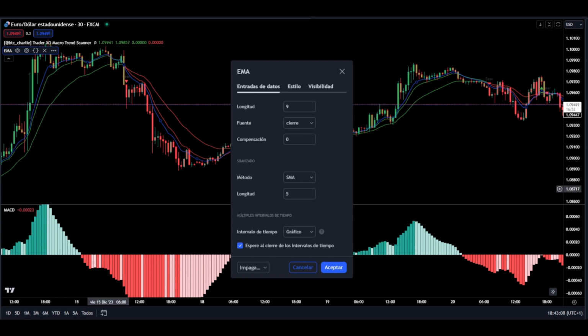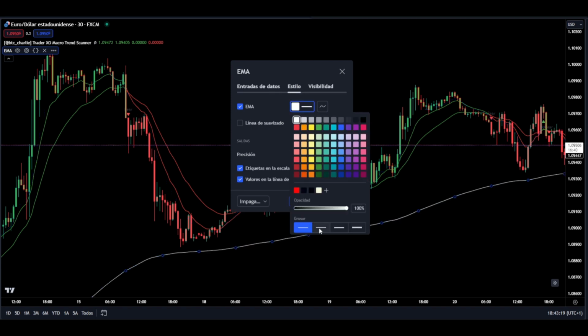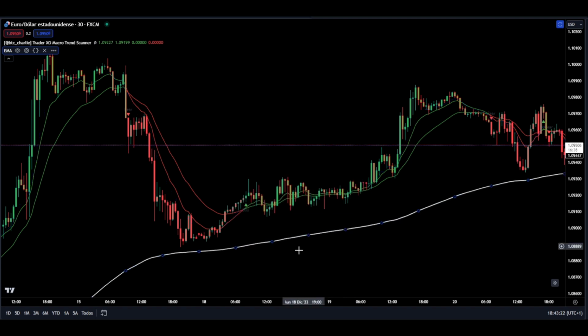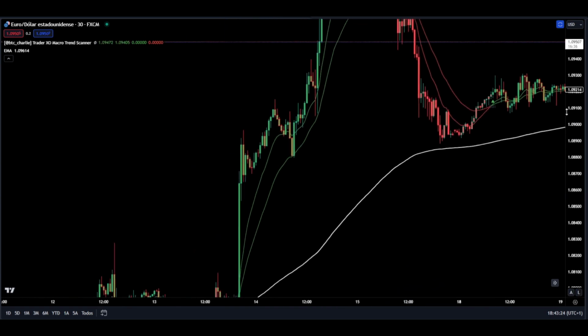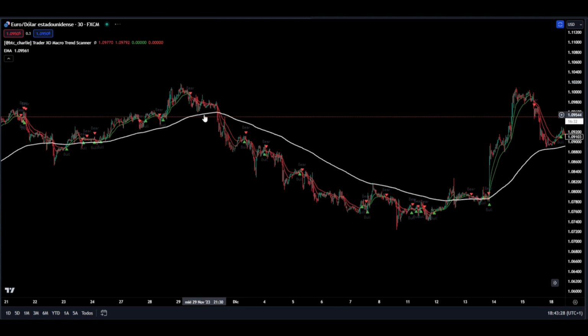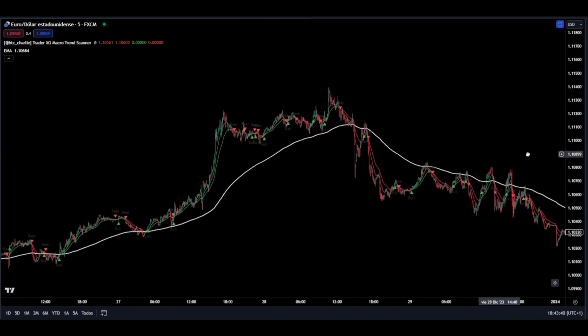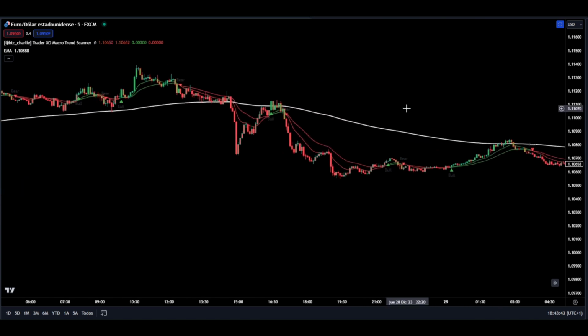Go to the Indicators tab, search MA, and add the Moving Average Exponential indicator to my chart. In the settings, I will change the length to 200 from 9 and change the moving average line's color to white. This moving average line actually shows us the direction of the market's trend. Suppose the price is above the moving average. This means the market is going upward.